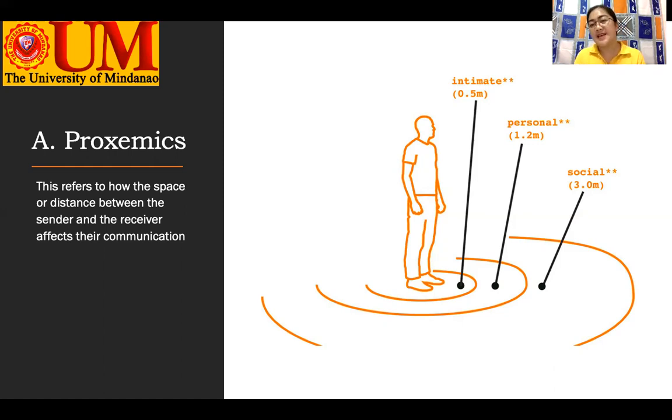When you say intimate distance, that is for the very close friends or the loved ones. But when we say personal distance, that could be communication between good friends, or the distance between the speaker and his good friend or the family member. But when we say social distance, that could mean acquaintances. But when you say public distance, that could be a gathering. So those are the different types of proxemics. Again, proxemics refers to how the space or distance affects the communication between the sender and the receiver.